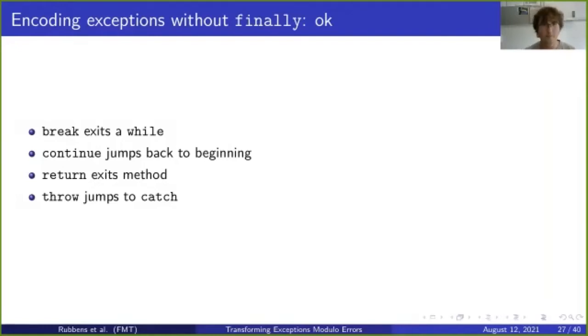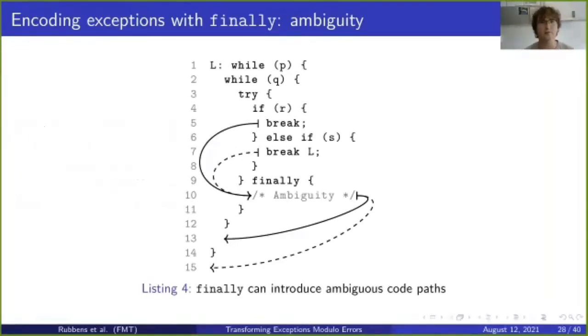This is straightforward. However, when the finally clause is encountered, an ambiguity might arise. So in this example, the break statement on line 5 wants to exit from the inner while loop, and the break statement on line 7 wants to exit from the outer while loop. Now the problem is that both these break statements will redirect control flow to the finally clause. So they will kind of coalesce there, and after the finally clause, these two control flows have to split up again. So there's a natural ambiguity that occurs there that you cannot resolve without remembering what statements you originated from. So when you encode a language from exceptions to a language with only goto, you have to make this ambiguity explicit somehow.